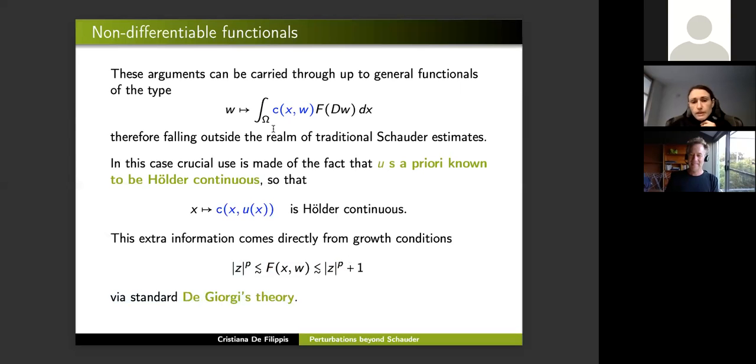Here, of course, we are assuming that c is Hölder with respect to the x variable and with respect to the w variable. Therefore, as soon as we know that any minimizer of this variational integral is Hölder continuous, we see that the composition c of x, u of x is Hölder continuous for the good reason that it is the composition of two Hölder maps. Therefore, perturbation methods can be carried out again in this framework, and everything goes on smoothly, and we get that the gradient of minima of this variational integral is Hölder continuous.